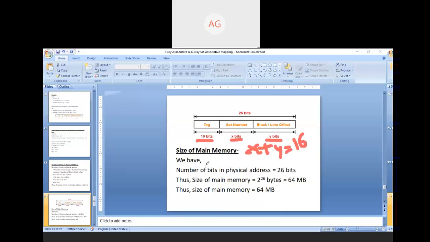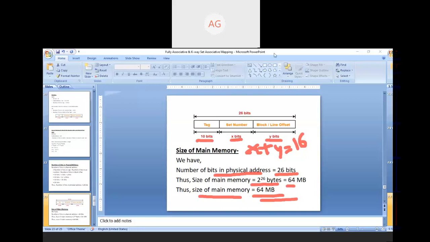So the size of the physical address is x plus y plus 10, which comes out to be 26 bits. The size of the main memory comes out to be 2 to the power of the number of bits, so 2 to the power 26 bytes. We need to convert it into a higher memory unit. 2 to the power 20 is 1 MB. How many bits remain in the powers of 2? It comes out to 2 to the power 6, and 2 to the power 6 is 64. So the size of the main memory is 64 MB. That's how we are going to solve this question.